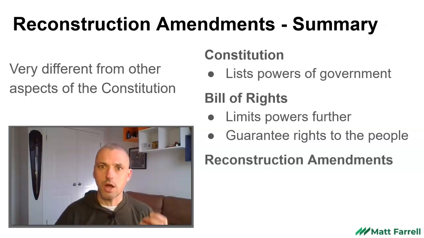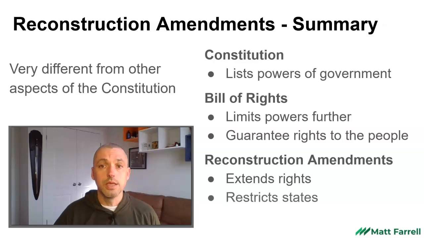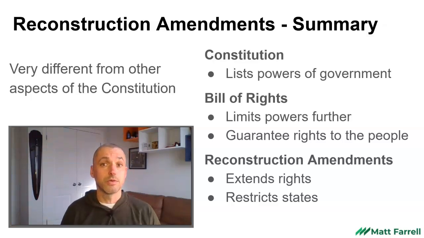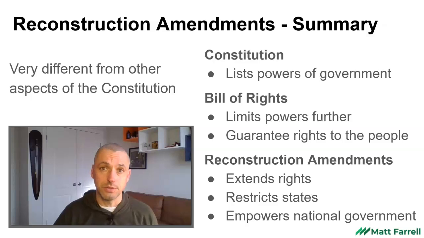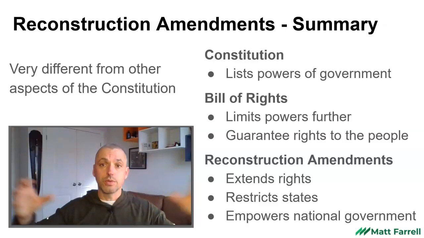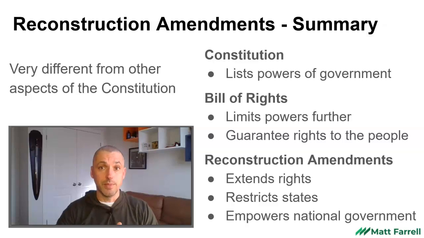The Reconstruction Amendments are a little bit different. For what they do is extend rights to people that did not have rights under the old Constitution. It also restricts what states can do. A lot of the Constitution left residual powers to the states, while the Reconstruction Amendments said, no, states, you can't do these things. And it authorized the federal government to do what it needed to do to correct that and ensure that the states didn't overstep their boundaries. The first two, the Constitution and the Bill of Rights, were shrinking the power of government, making sure the government couldn't do much. The Reconstruction Amendments really expanded the scope of powers for the national government.